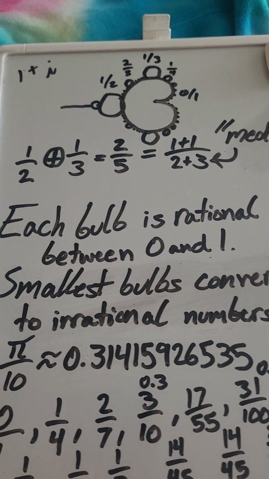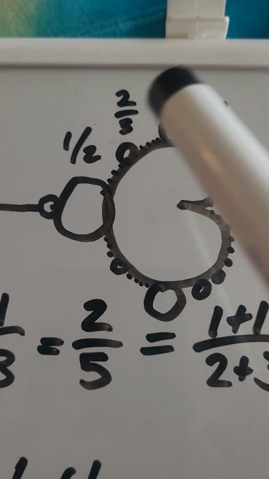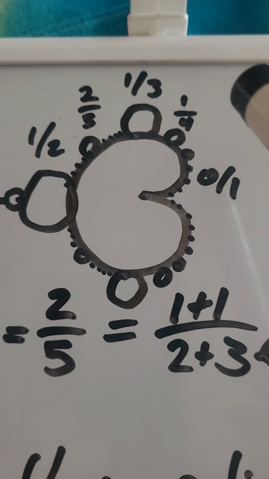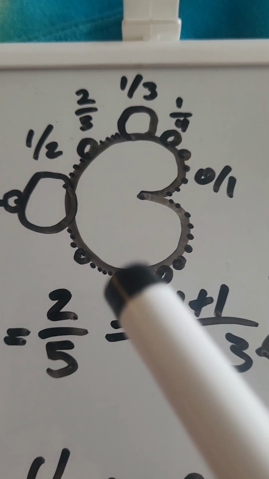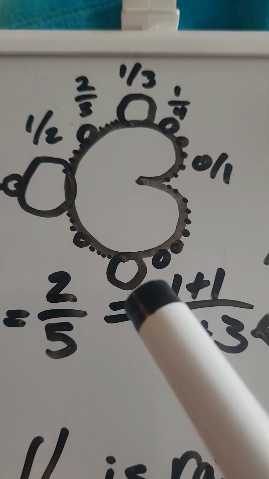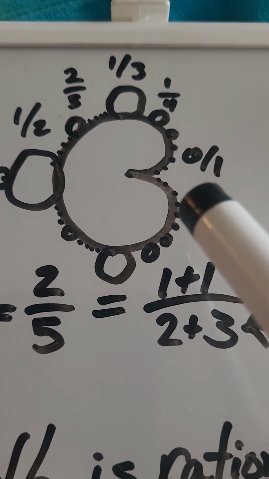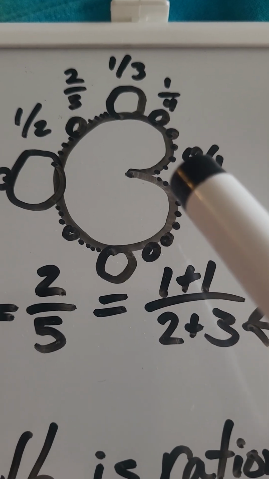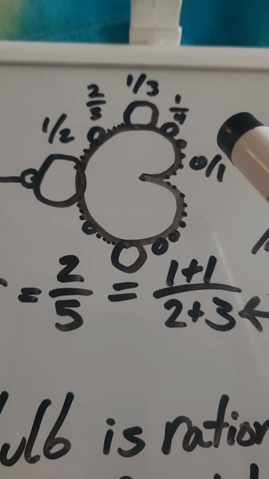It's going to be rational. I mean, they're fractions: 1/2, 2/5, 1/3, 1/4, 0 over 1. Down here, I think this is 2/3, right? These are just above 1/2. So it kind of goes between 0 to 1/2 and 1/2 to 1.